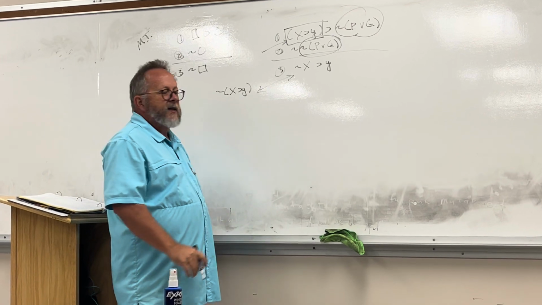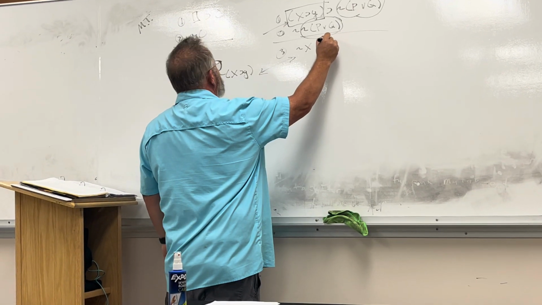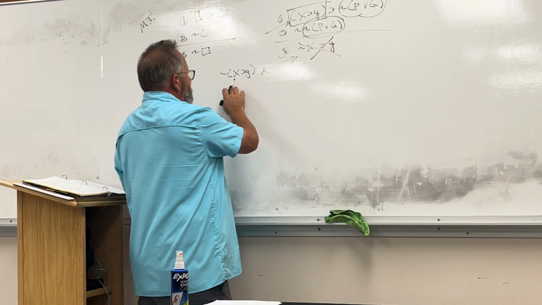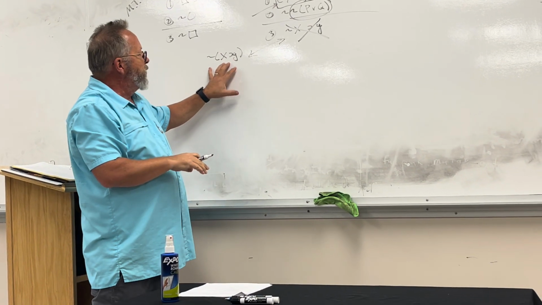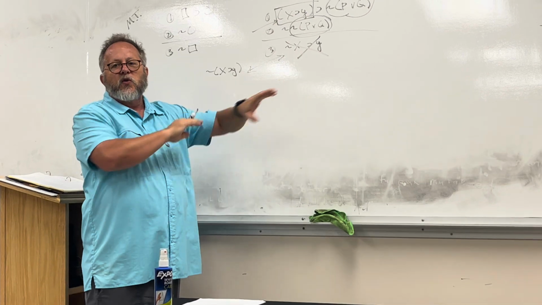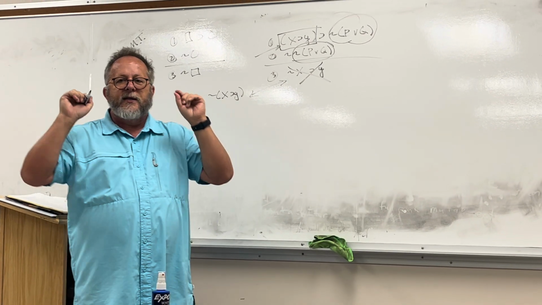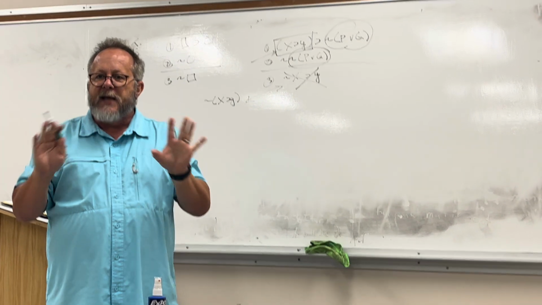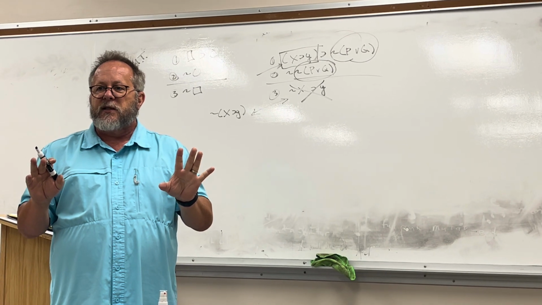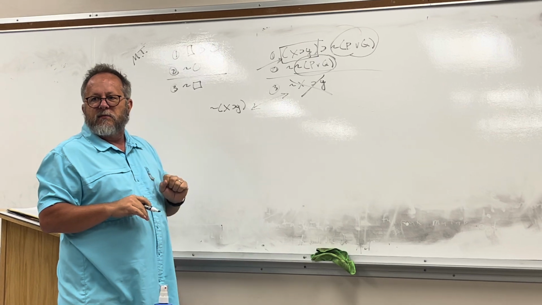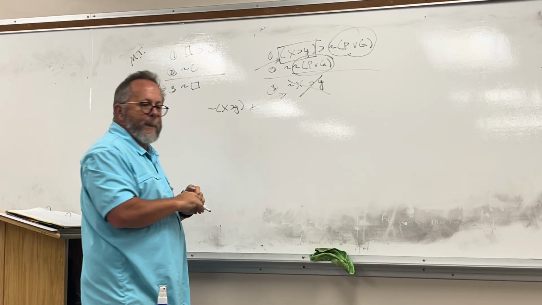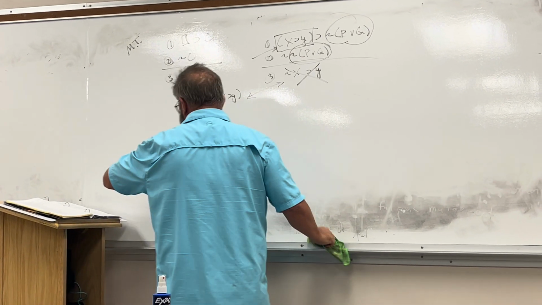Does everybody understand that? This is not a not box. This is a not box. This is what we're looking for. That's what we got. So it doesn't match up. This one, C, is not a substitution instance of modus tollens. Everybody got that? Okay, and let's do D.